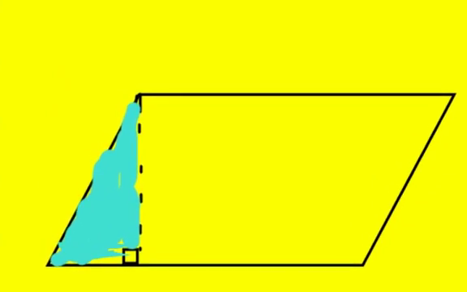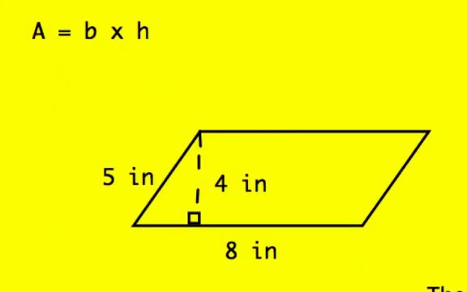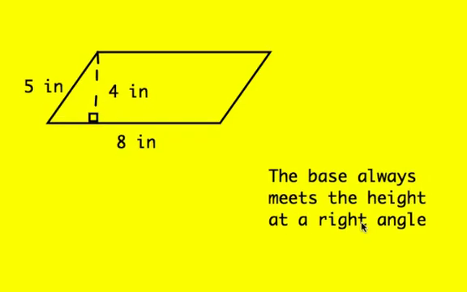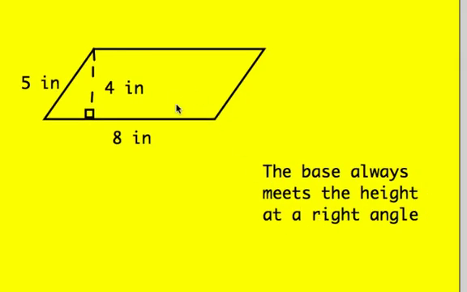And so one other thing I want you to understand about parallelograms, we know the formula is base times height. So if I had three measurements here, what would be the base and height? We've got 5 inches, 4 inches, and 8 inches. It's important to understand that this right angle here is critical. The base always meets the height at a right angle. So this would be your height, and then this lower part here would be your base.